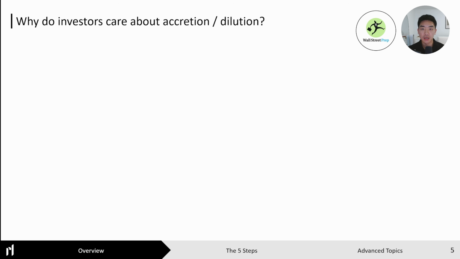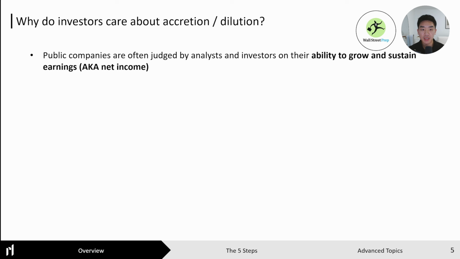But first, let's talk about why investors even care about accretion dilution. Public companies are often judged by analysts and investors on their ability to grow and sustain their earnings, aka their net income. And earnings per share, EPS, is just your net income divided by your number of shares.